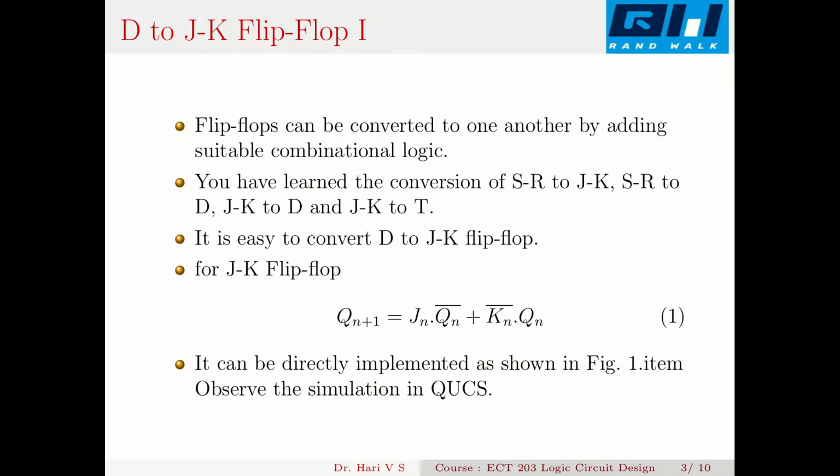You can convert one flip-flop to another by adding additional suitable combinational logic. So you have learned in the conversion of SR flip-flop to JK flip-flop, you have seen by adding two AND gates at the input and providing additional feedback. Then you converted an SR flip-flop to D flip-flop by connecting an inverter between S and R. And then you saw the conversion of a JK flip-flop to a T flip-flop by adding an inverter between J and K.